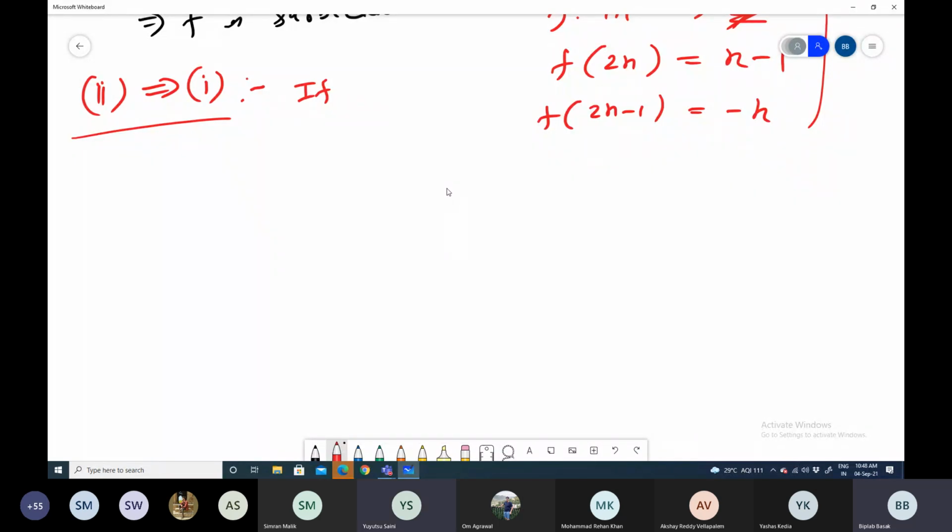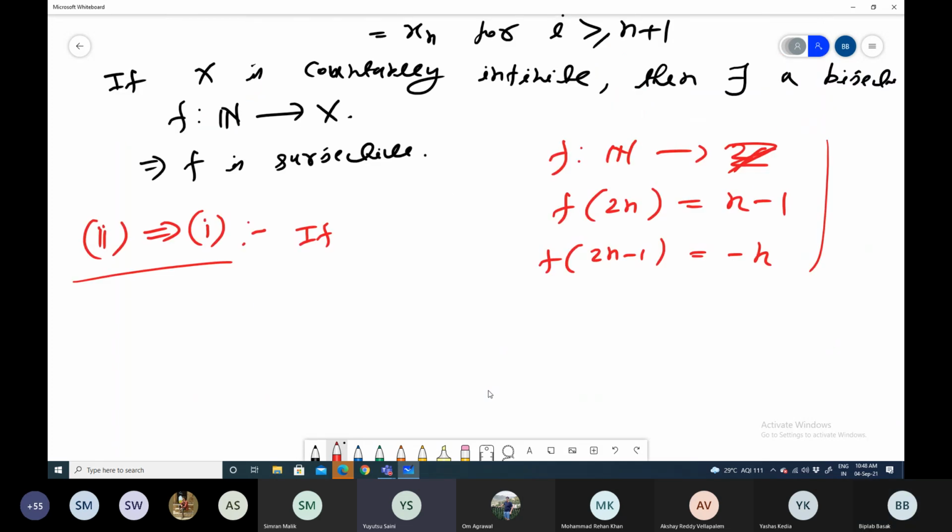Excuse me, sir. Sir, if we find a function from a set which is not the natural numbers to another set, the integers, suppose the set is natural numbers plus 0, and we find a map from this set to the integers, and we prove that this set, natural numbers plus 0, is also countable, then we can say that the integer set is countable. Yeah, that is fine.